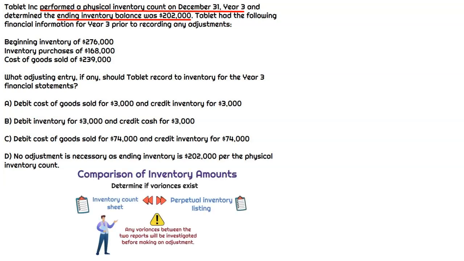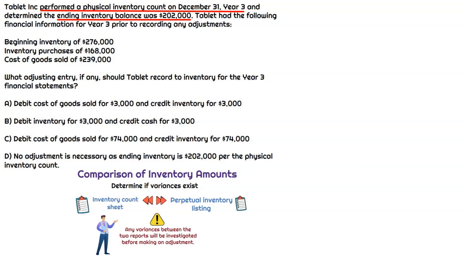And we know at the end of the day, when it comes to performing this physical inventory count, we need to determine whether variances exist between the physical count and the perpetual inventory listing, which should reconcile with the company's trial balances. So what makes this question difficult is that we need to first determine ending inventory using the financial information, and then we'll compare it to the inventory per the physical count, and then determine, okay, do we need to make an adjusting entry? And if we do, what would that entry be, right?